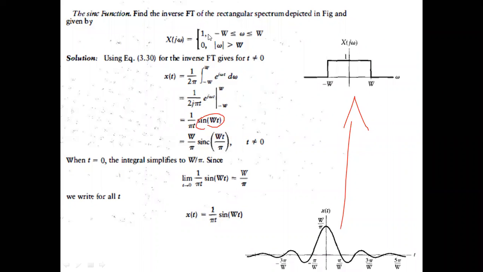X of j omega equals 1 from minus omega to omega, 0 for magnitude greater than omega. That is the template, and we will simply apply the formula. X of omega was given, and we are trying to arrive at x of t. So we apply the formula for the inverse Fourier transform. E to the power j omega t minus e to the power minus j omega t over 2j gives sine, so we got sine of omega t divided by pi t.